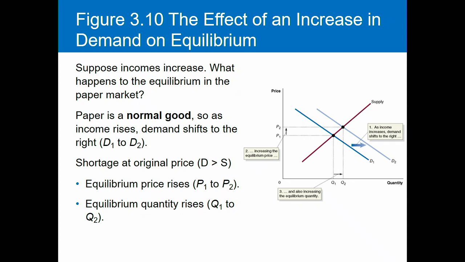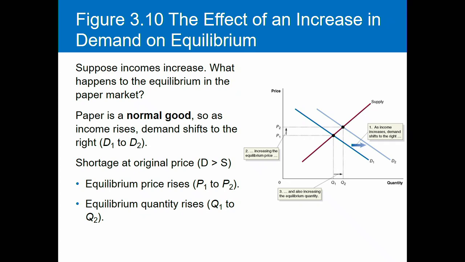When incomes rise, the demand curve is going to shift to the right. The demand curve is going to move from here out to here. What we end up seeing is the price increasing, and then the quantity demanded also increasing. Because the supply curve does not move, we're just moving along the supply curve from one point to another.